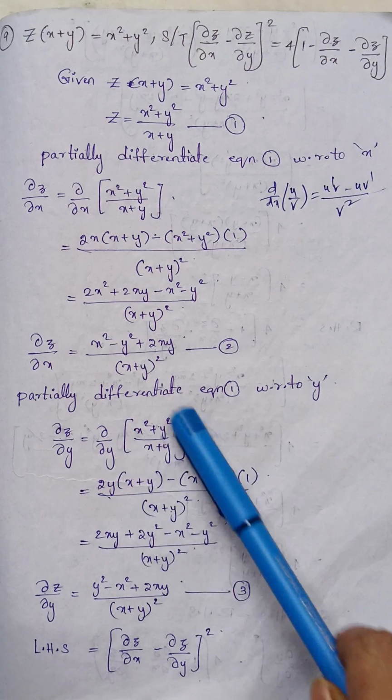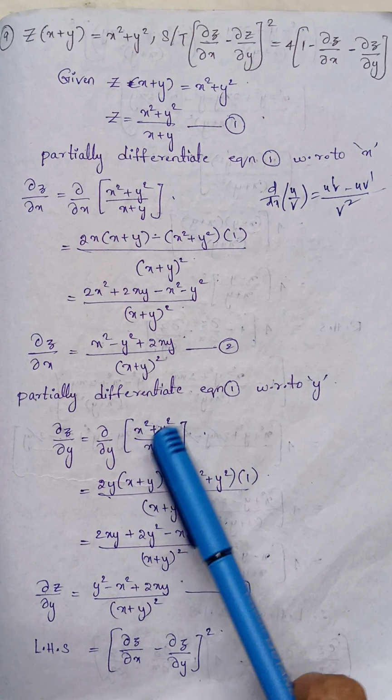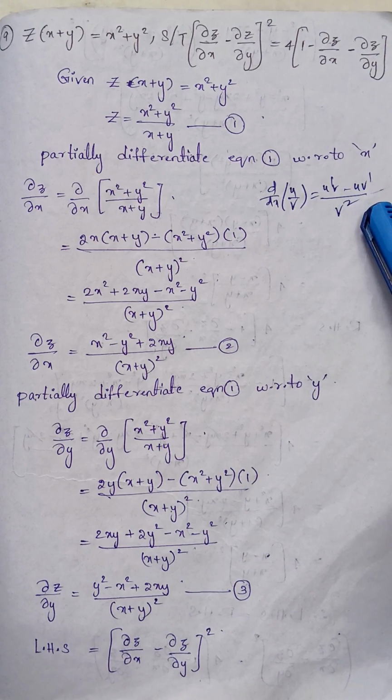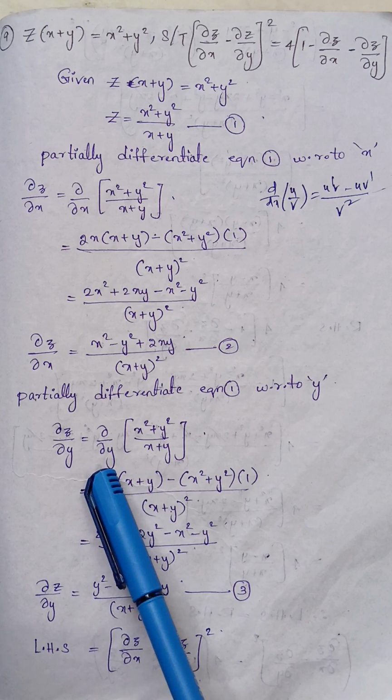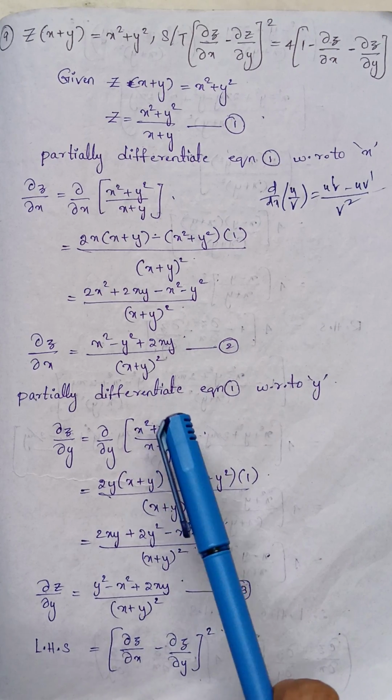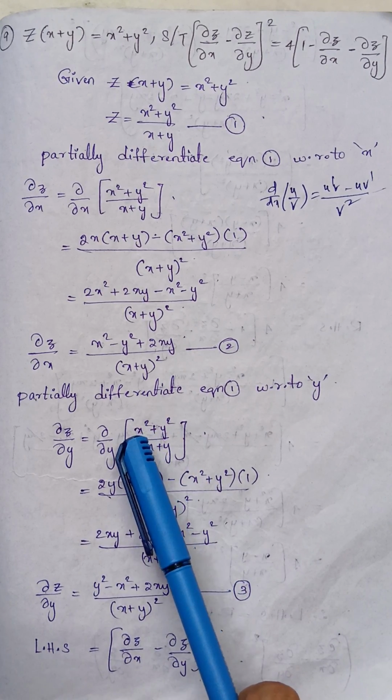That's why dou by dou y of this. Again it is in the form of u by v, where u by v formula is this one. So u dash means this with respect to y. So y square derivative is 2y. Of course, x square is a constant, so derivative 0 plus 2y.